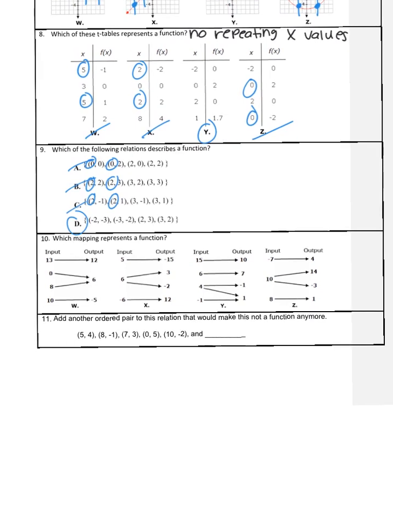All right, with mapping, you're looking to be sure that you have only one arrow per input. So the column that says input, every number on there should only have one arrow that comes out of it. So for W, we've got 13 has one arrow, 0 has one arrow, 8 has one arrow, and 10 has one arrow. All of the other ones, like for X, 6 has 2 arrows coming out of it, 4 has 2 arrows, and 10 has 2 arrows. So your answer choice has to be W.